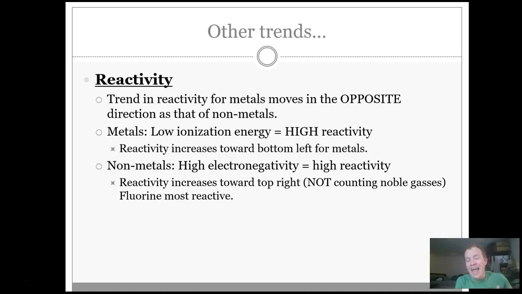As far as nonmetals go, it goes along with electronegativity. The higher the electronegativity, the more reactive a nonmetal tends to be. So that means fluorine is the very most reactive nonmetal. Now remember, the noble gases don't count in the electronegativity trend. They're very, very unreactive. So again, the trend in reactivity moves in opposite directions. If we're evaluating reactivity, we have to think about what side of the stair step we are on and move in the appropriate direction based upon that.